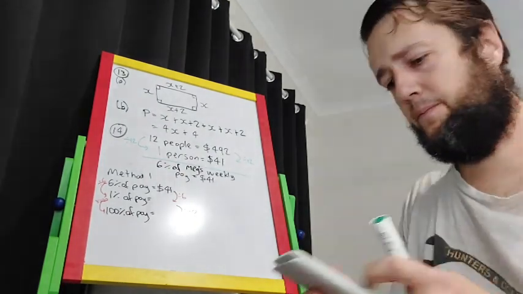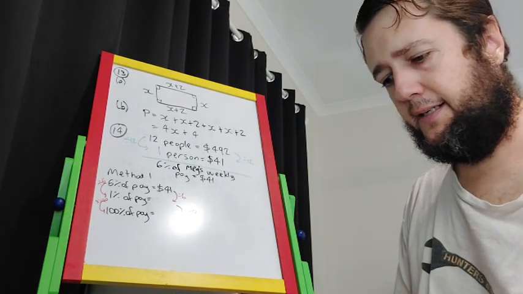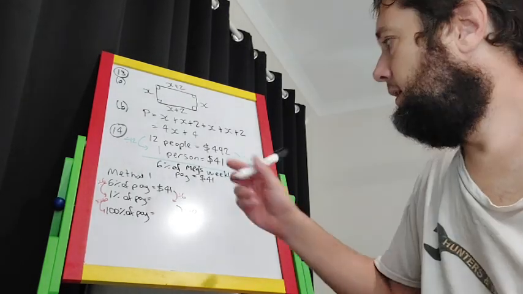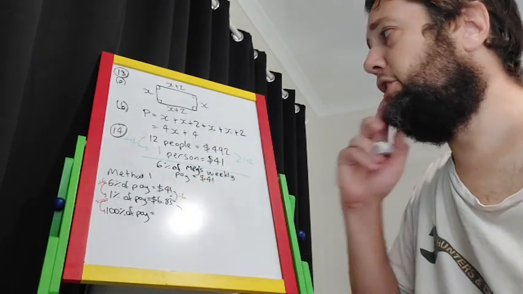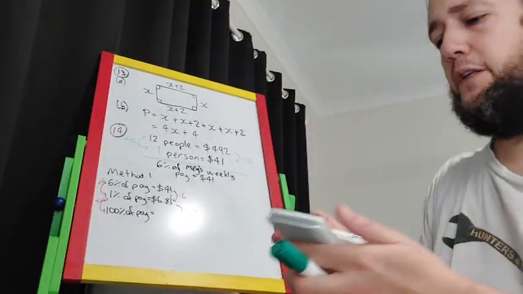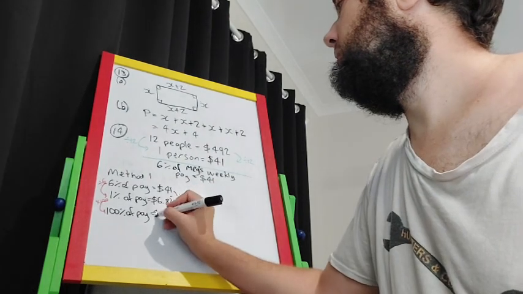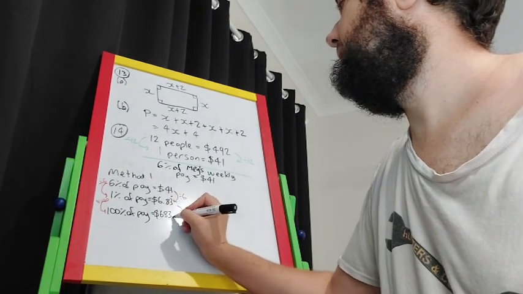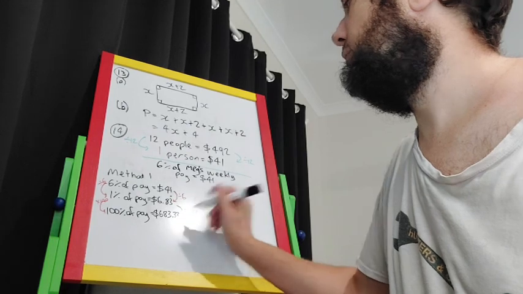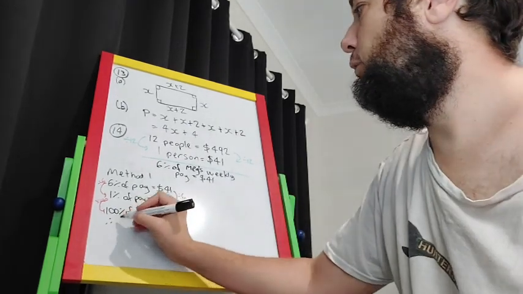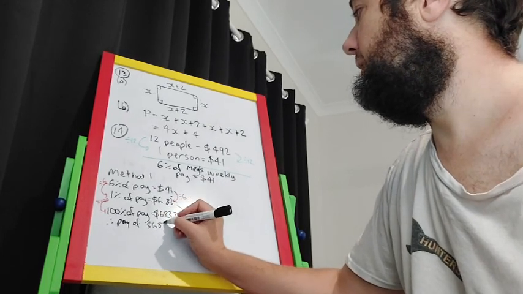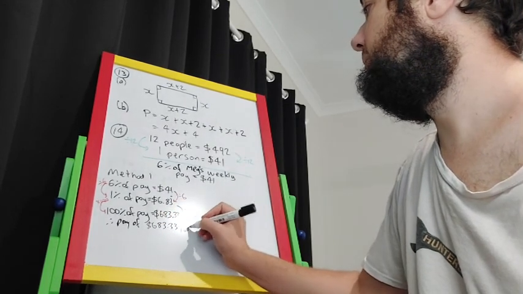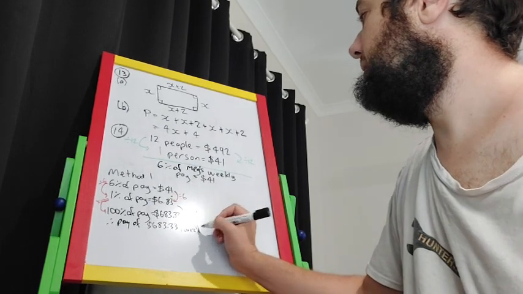So let's do that. If I do 41 divided by 6, you'll get $6.83 recurring there. The 3's go on forever. So if you then multiply that by 100, you're going to get 683.33, because those 3's go on forever. So therefore, pay of $683.33 per week. I want to show you a second method now.